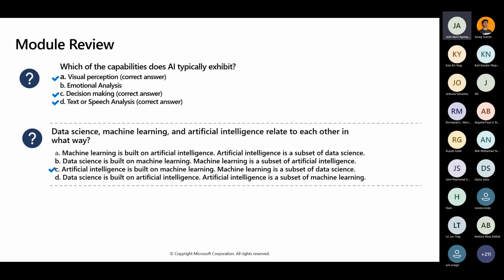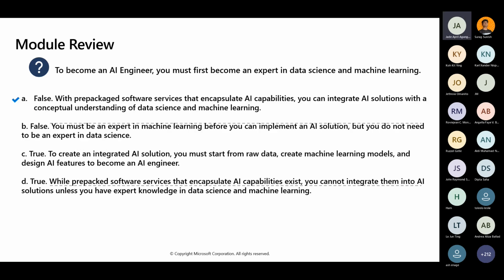So when we have an exam in AI, like in the previous experience that I had, most of the answers sound like they are correct. It's quite tricky. So let's check. I believe most of us got it correctly. So it's C. Artificial intelligence is built on machine learning, and it is a subset of data science. So let's have question number 3.